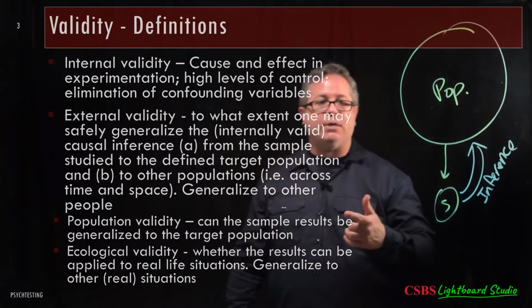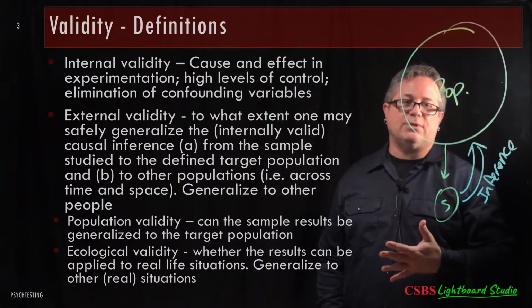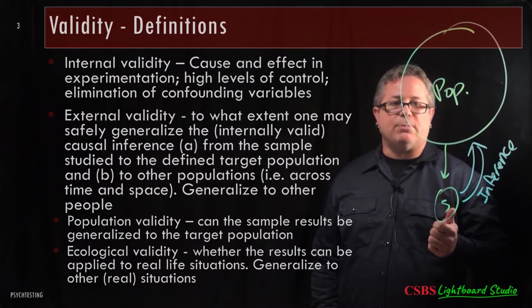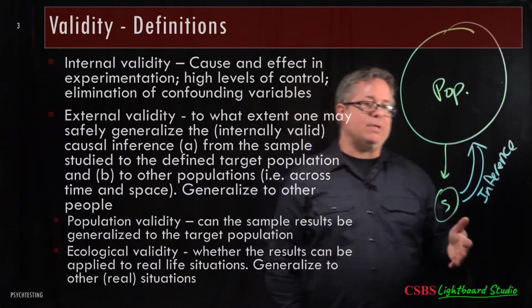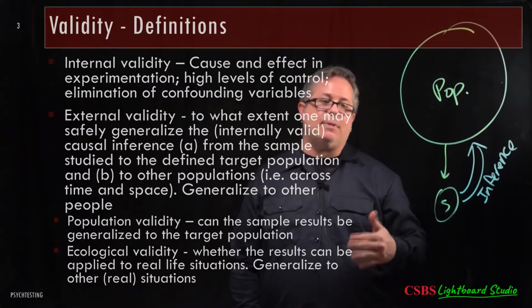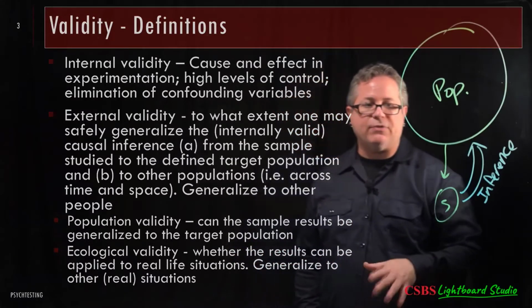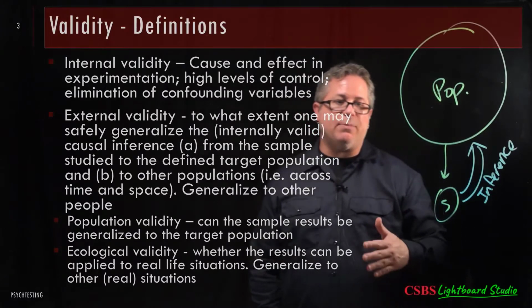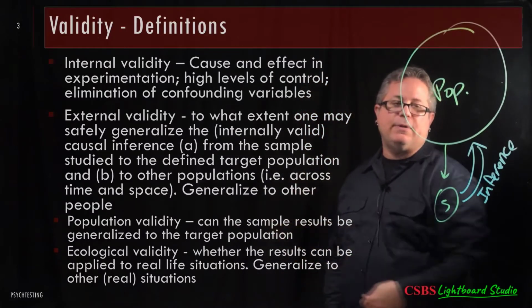So it's about to what extent one may safely generalize the findings from an experiment, from the sample studied to the population, or to other populations and samples. That's generalizability. Sometimes other forms of it are referred to, like population validity: can the sample results be generalized to the target population? Ecological validity: whether the results can be applied to real life. Can it generalize outside of the laboratory?